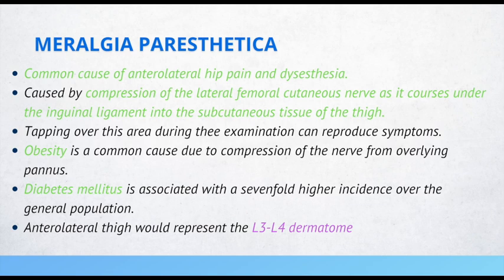The anterolateral thigh would represent the L3 to L4 dermatome. So this is very high yield. Remember, meralgia paresthetica affects the anterior lateral side. It can cause anterior lateral hip pain, and it's due to a compression of the lateral femoral cutaneous nerve. A common cause is obesity, and there's a higher incidence in patients with diabetes mellitus. Also remember that dermatome. That's a nice way that examiners like to bring back some anatomy that you should know.